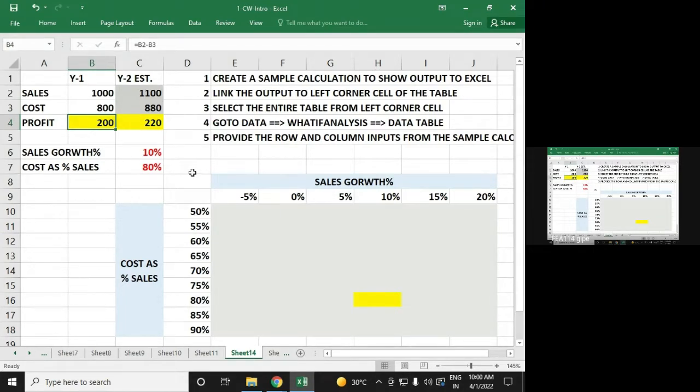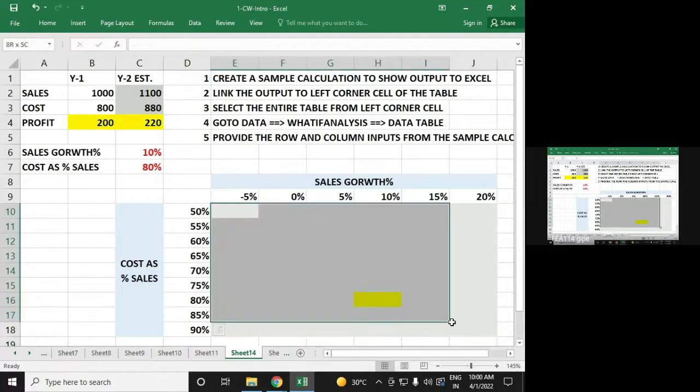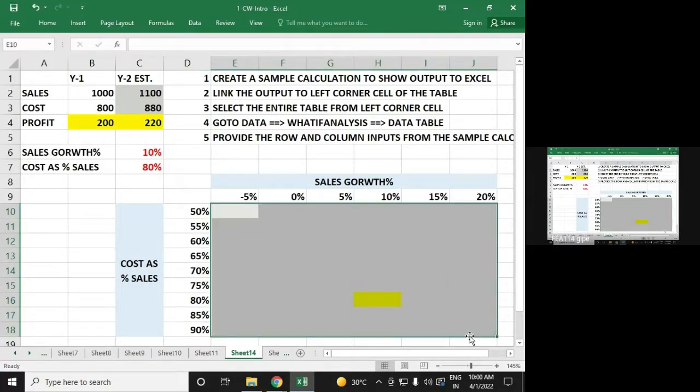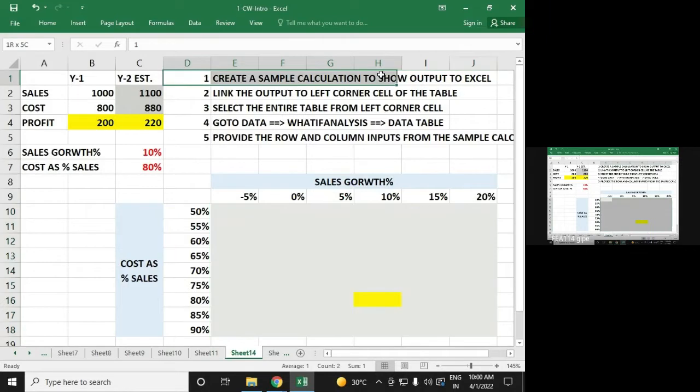Now what we want, this sales growth can change. Instead of 10%, it can degrow, minus 5%, or no growth at all. Instead of 80%, the cost can be 50, 60, 78. For different combinations, what will be the different values of profit for year 2? That you find using data table. So step 1 is done.